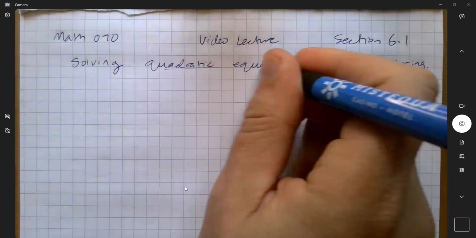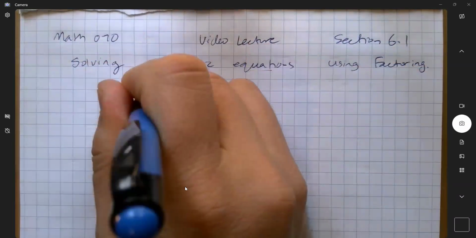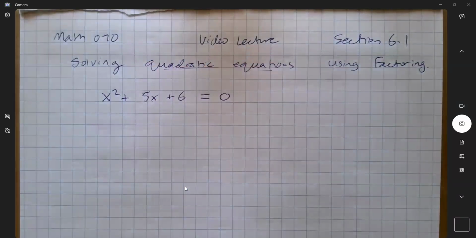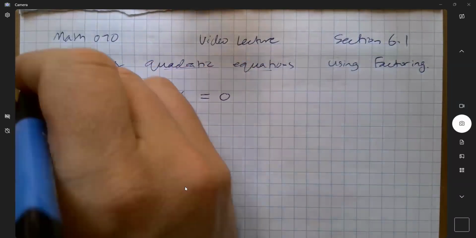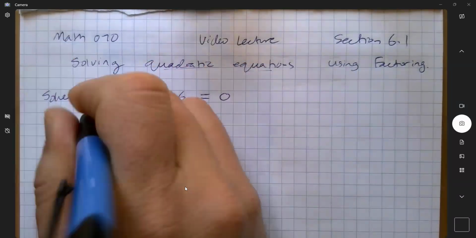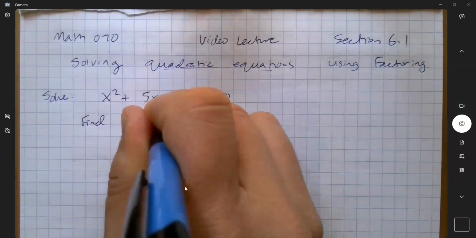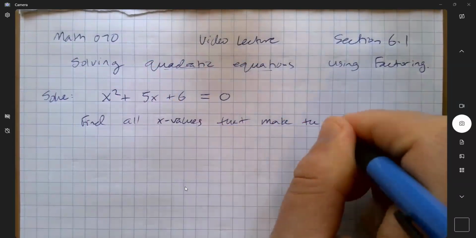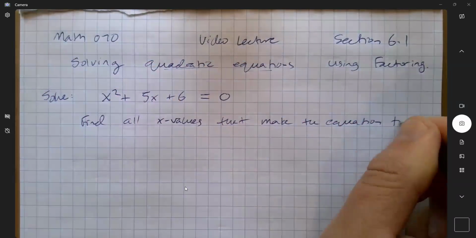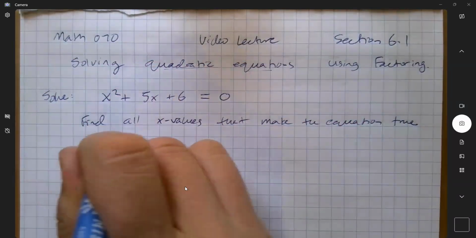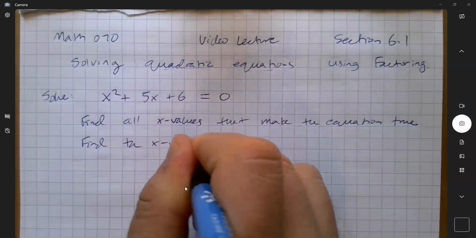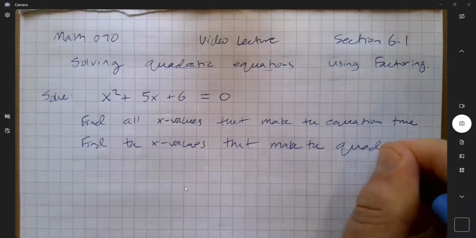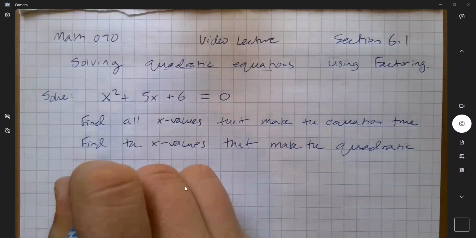So what is a quadratic equation? Well, it's just a quadratic expression that equals something. X squared plus 5x plus 6 equals 0. And if I want to solve this, I'm going to find all x values that make the equation true. And in this case, that's find the x values that make the quadratic equal 0.